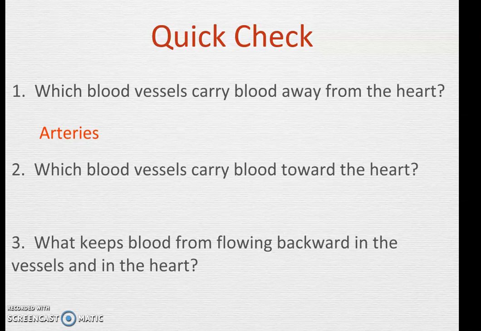Number 2, which blood vessels carry blood towards the heart? What do you think, Kira? That is right. It is veins.